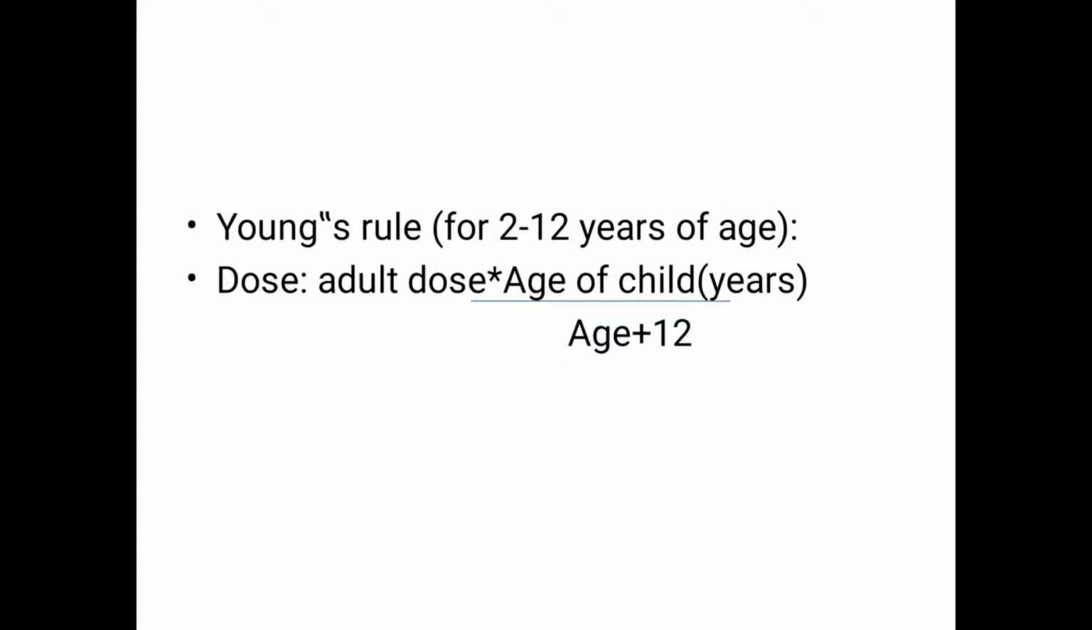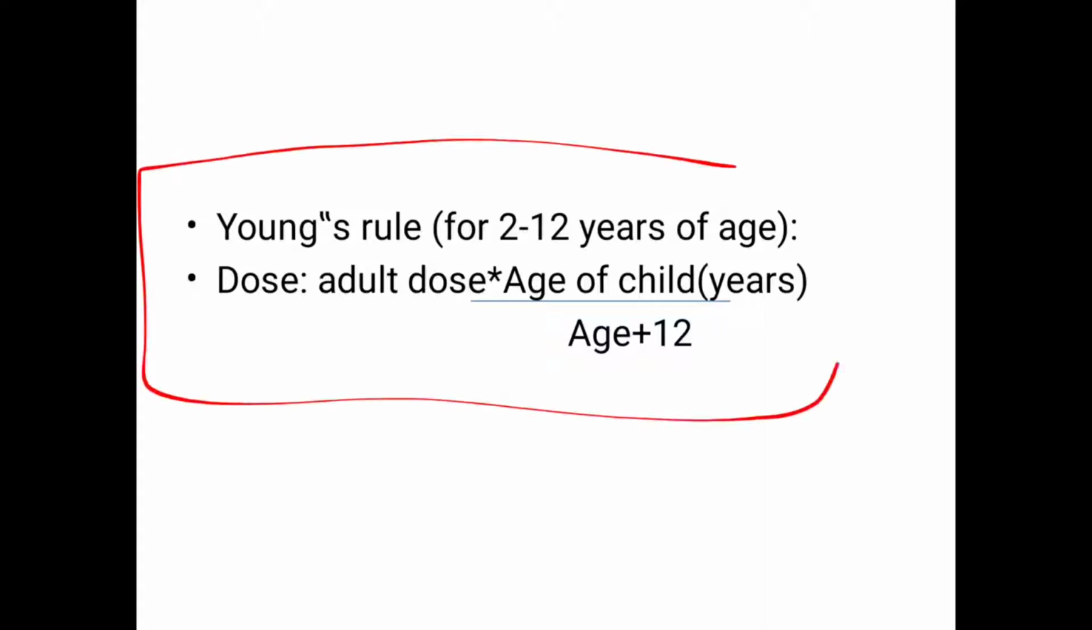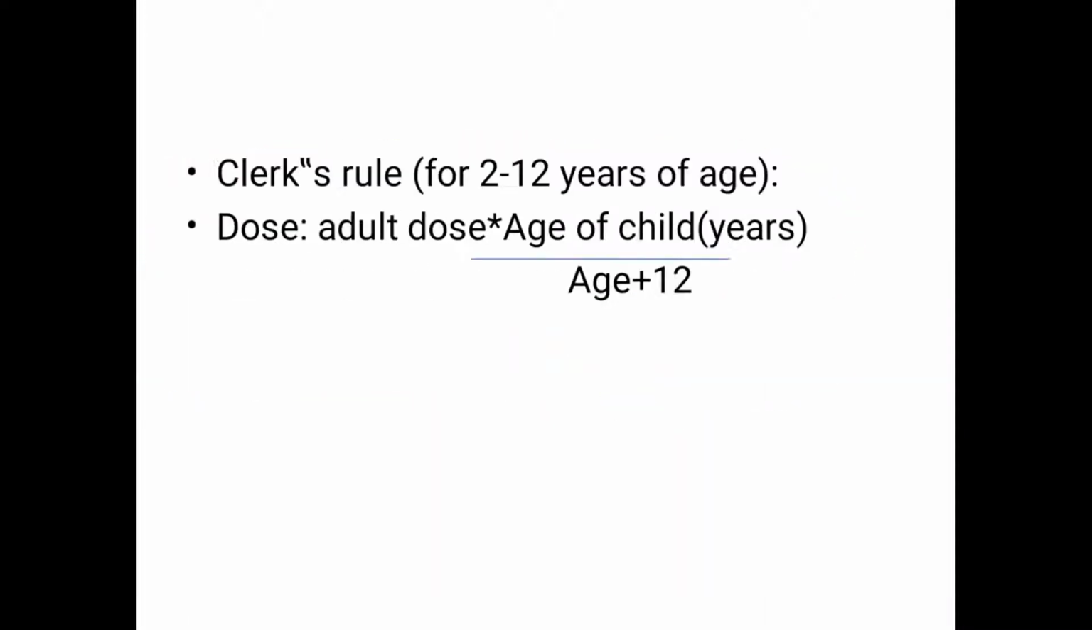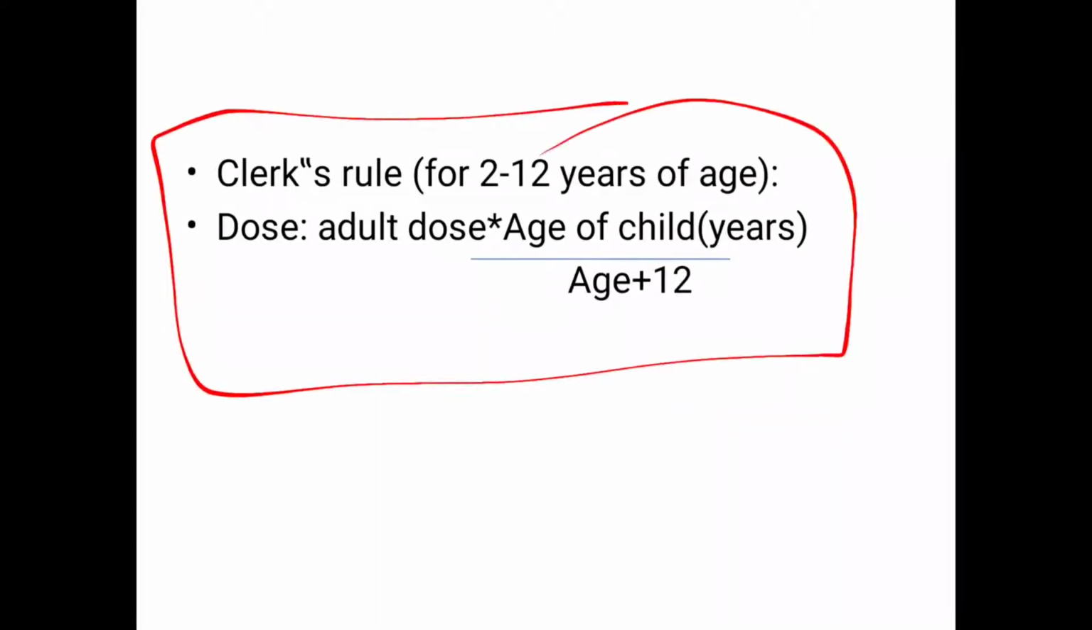So how to calculate the dose: adult dose into age of the child in years, divided by age plus 12. This formula is very important. Then I will talk about another formula, that is Clark's formula. This Clark's rule for 2 to 12 years of age is also the same: adult dose into age of child in years divided by age plus 12. This formula is also important, so remember this also.